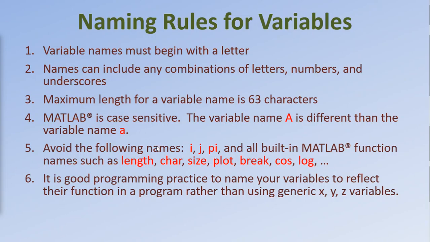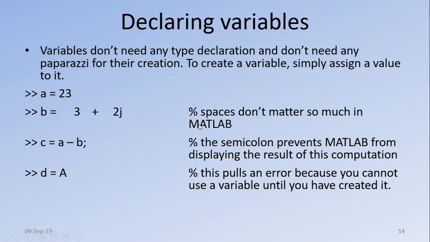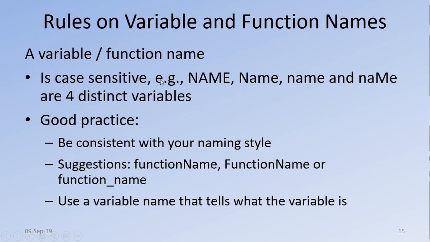So I rounded off the last video talking about variable names. I ran through these 6 points, and then I went ahead to mention that spaces don't matter that much, and that a semicolon suppresses a result and doesn't display the result in the command window. By the way, this semicolon, we will use it a lot at the end of commands, particularly when we're writing functions later on.